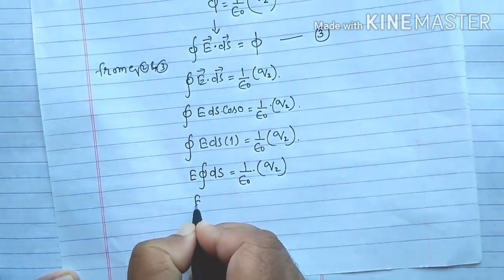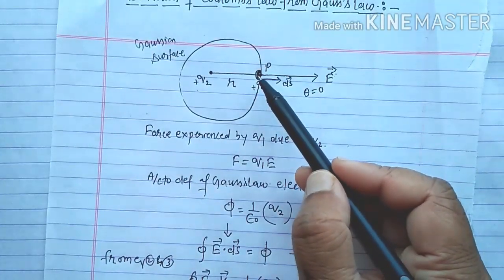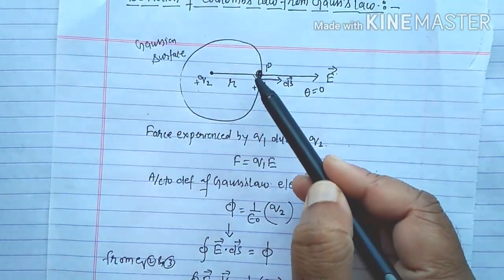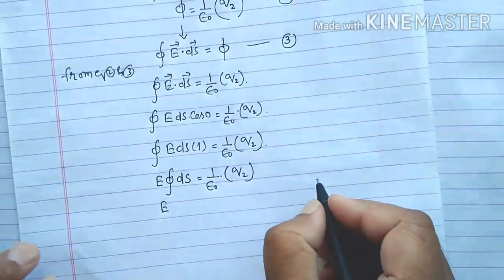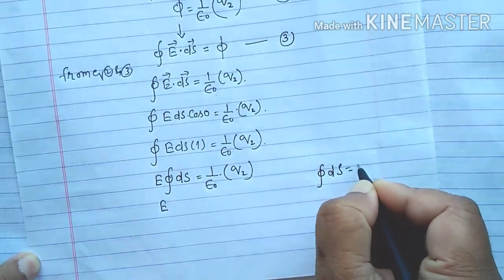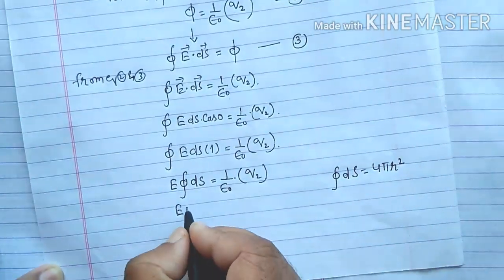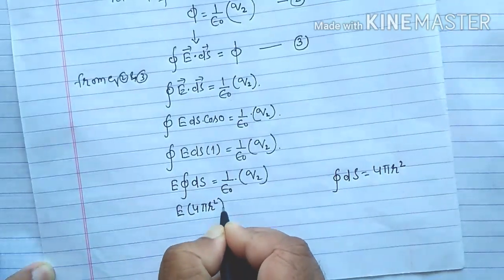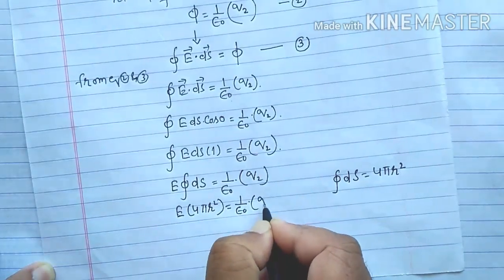So E integral ds, where ds is a small area element of this Gaussian surface. If we sum up all these area elements, we will get the complete surface area of this Gaussian surface. So this can be written as integral of ds is equal to surface area 4 pi r square. So this one will be equal to E into 4 pi r square is equal to 1 upon epsilon naught times q2.